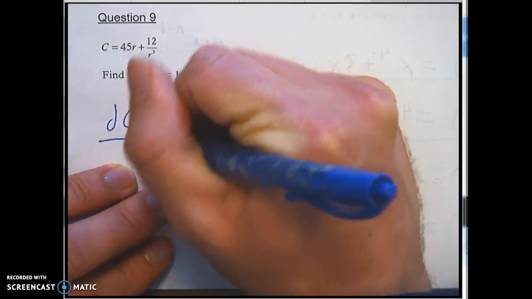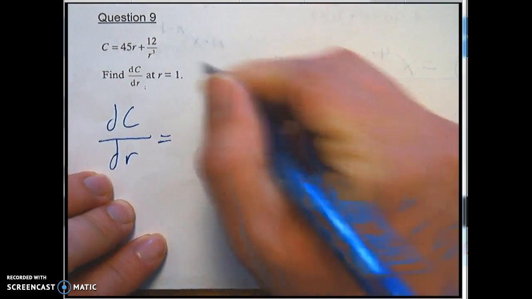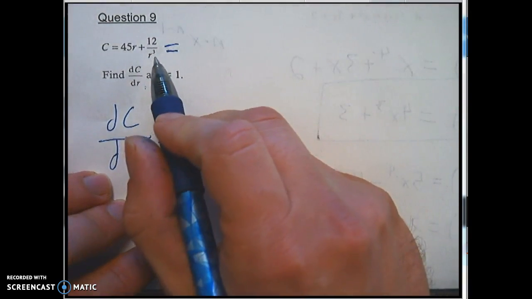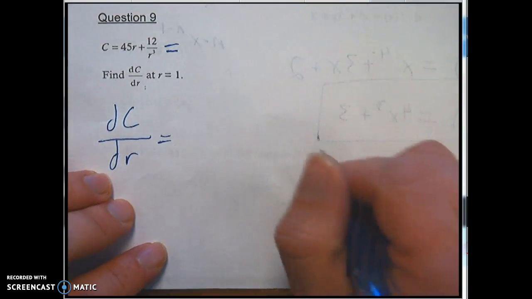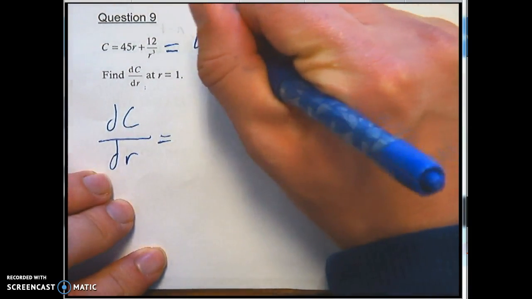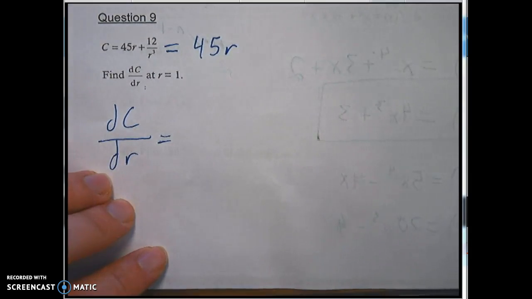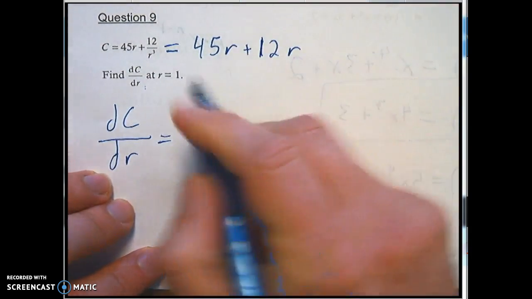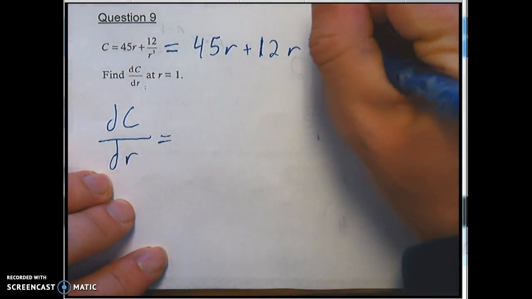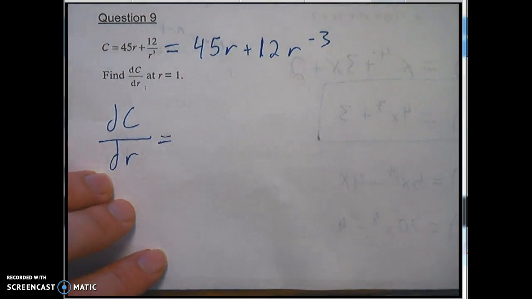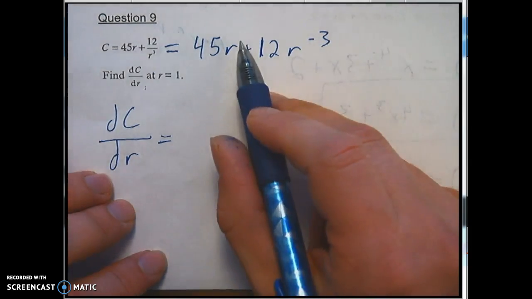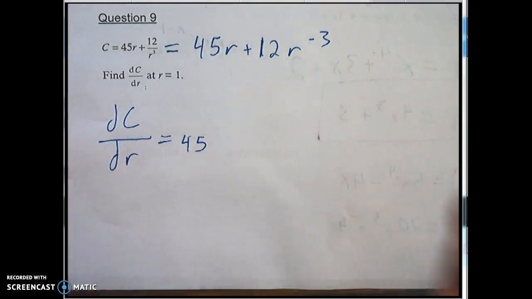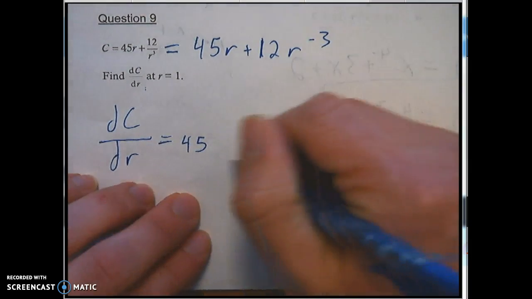So dc over dr. Now this is going to be kind of hard to do in its current form. I always like to take that exponent out of the denominator. So I'm going to keep the 45r, but now I'm going to move that r up into the numerator, and I can do that by changing the exponent to a negative, which is something I can do now. So this is to the first power, so 45 times 1 is just 45, and then r to the 0th power just drops out.